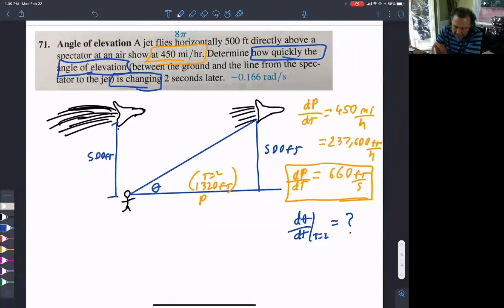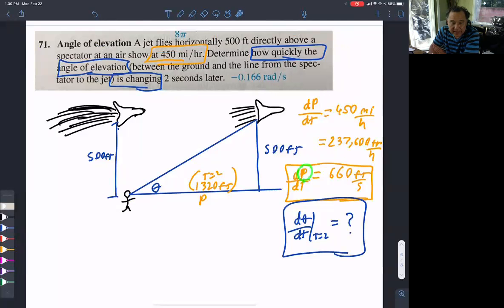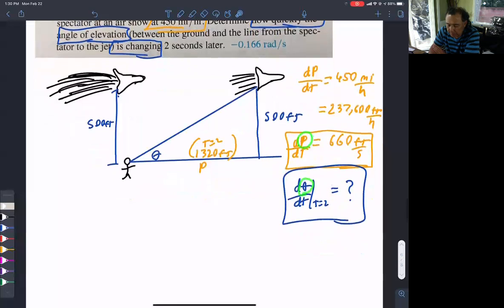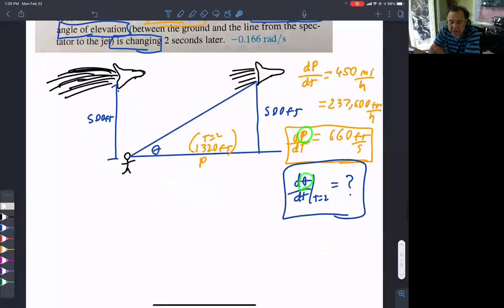So now you can see our two functions that we're dealing with are p, the distance the plane has traveled, and theta, that's going to be the angle that the guy's looking, or the girl. And both of those change as time changes. As time goes on, the jet travels farther and farther, so p increases. And as the plane gets farther over here, that angle is going to shrink. So they're both functions of time.